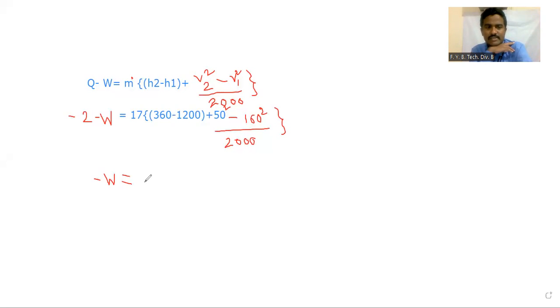Do the calculation. 360 minus 1200, minus 840. Then plus 50 square minus 160 square divided by 2000. How much is the value? Minus 11.55. Multiply by 17. So tell me the final value here.